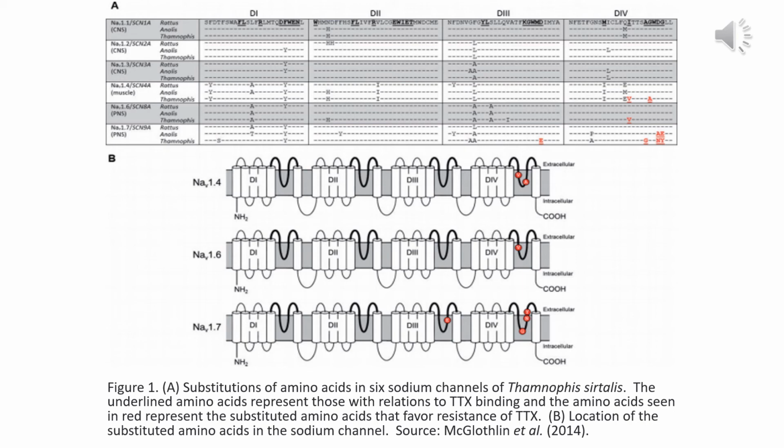The amino acids that are underlined represent those that influence the binding of TTX. And the amino acids seen in red represent the substituted amino acids that favor resistance of TTX. The second portion of this figure, labeled B, displays the amino acids that are substituted in the sodium channel. In the end, these mutations can cause changes to the shape of the receptor that the TTX typically binds to.